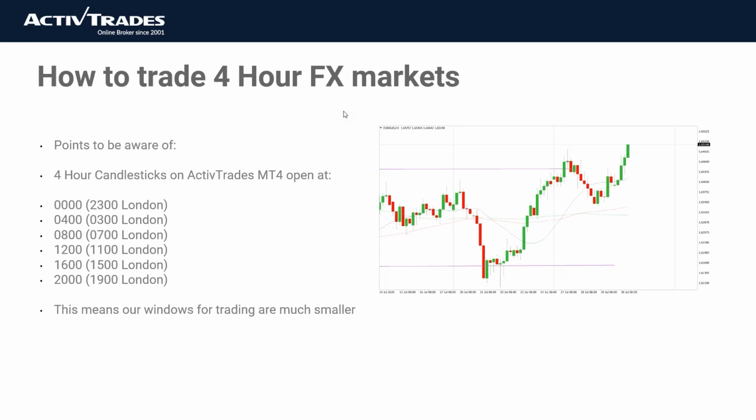But what we have is, of course, by the very nature that it is a 4-hour candlestick, we get a new 4-hour candle at certain times of the day. So as a general rule, you will see on the platform there's a candle at midnight, 4 a.m., 8 a.m., 12 midday, 4 p.m., and then 8 p.m. And you can see there that I have those times for my London sessions. So for example, the 8 a.m. candle will start here, summertime at the moment, at 7 o'clock London time. That suits me because that's when I'm sitting down to do my trading in the morning.